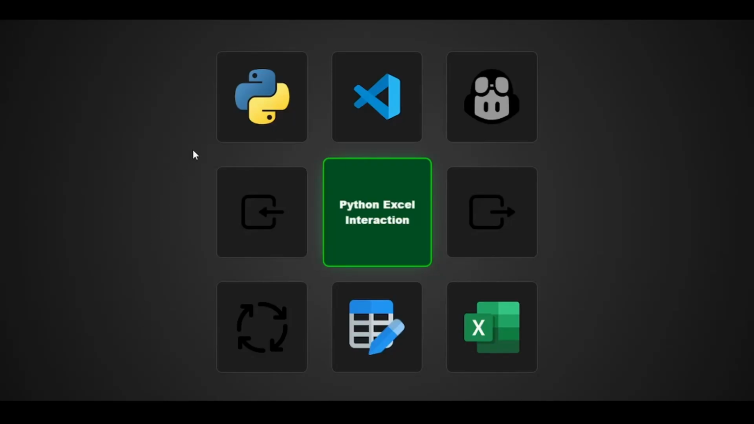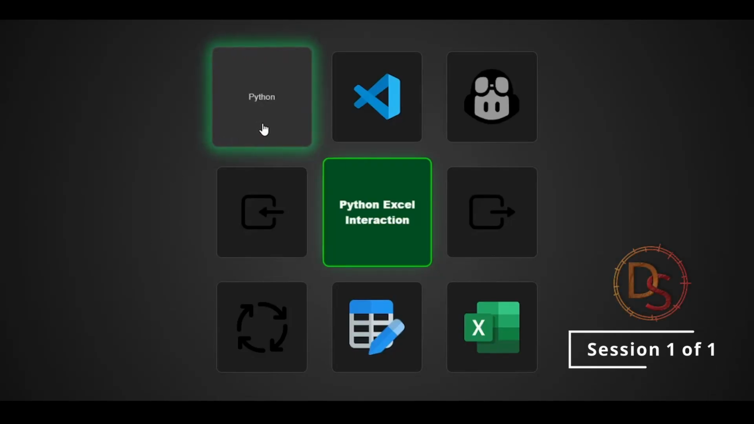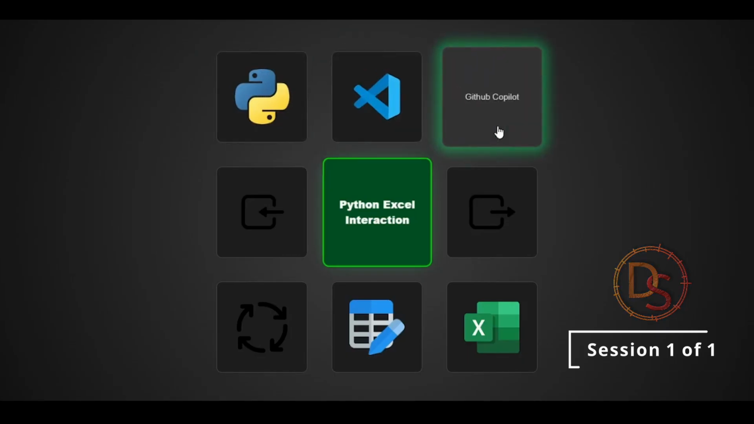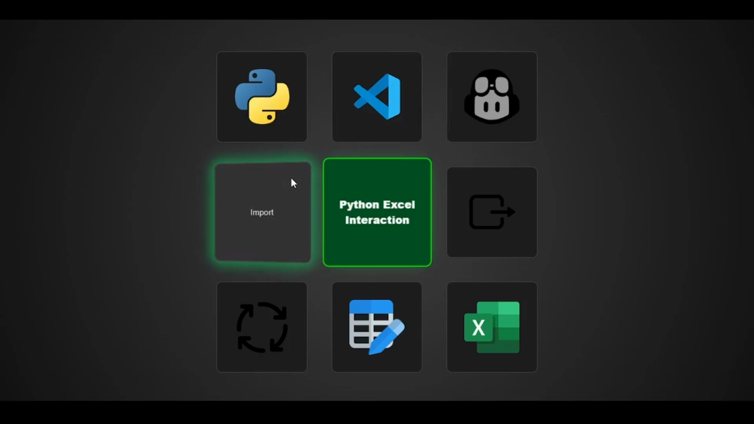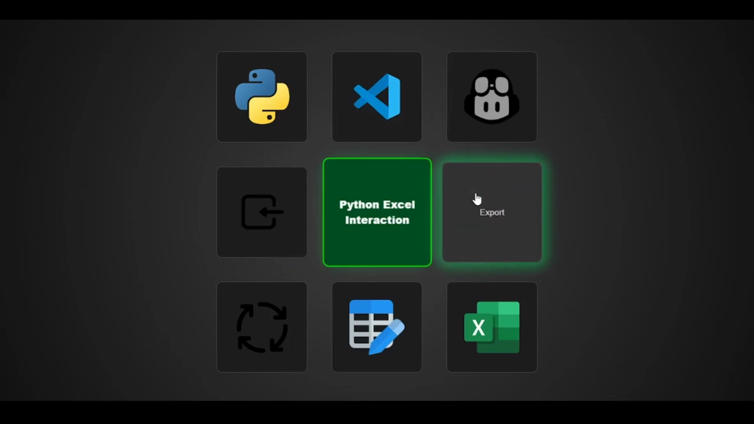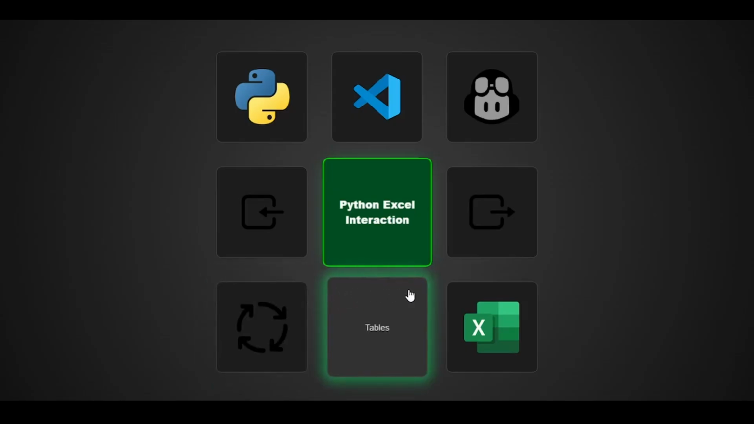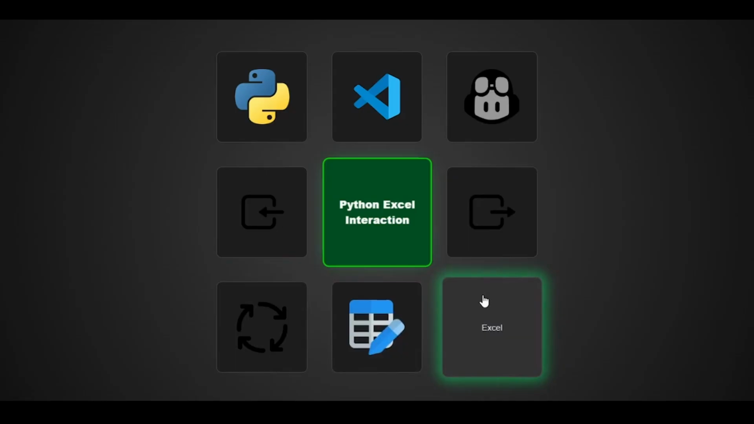In this session, we are going to use the Python programming language inside VS Code and use GitHub Copilot as our AI assistance tool. We will be importing some files and exporting some files. In between, we are going to process them and organize them into well-structured tables and use Microsoft Excel as our spreadsheet tool because it's the most widely used tool.